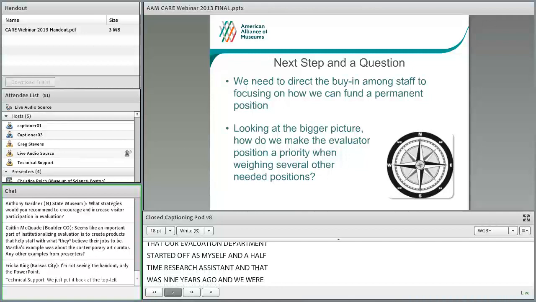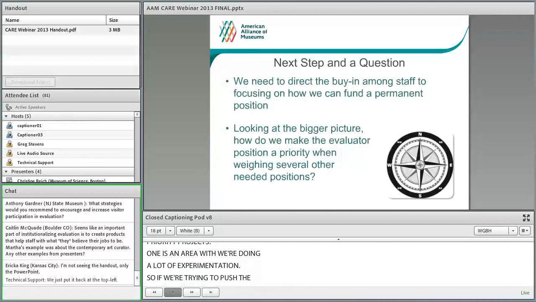Thank you, Martha. Christine, any thoughts about that? Yes. So I will say that our evaluation department started off as myself and a half-time research assistant, and that was 9 years ago. And we are now a department of 12, and we still don't have enough resources to do all the evaluations that the organization is interested in. So even with the luxury that we have to prioritize. And I think what's happened over time is we've become better at prioritizing.